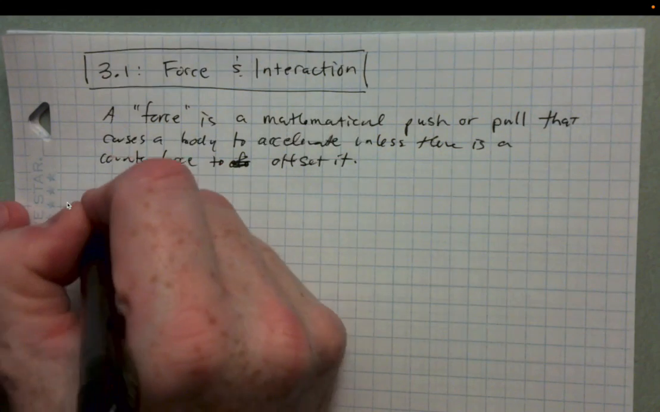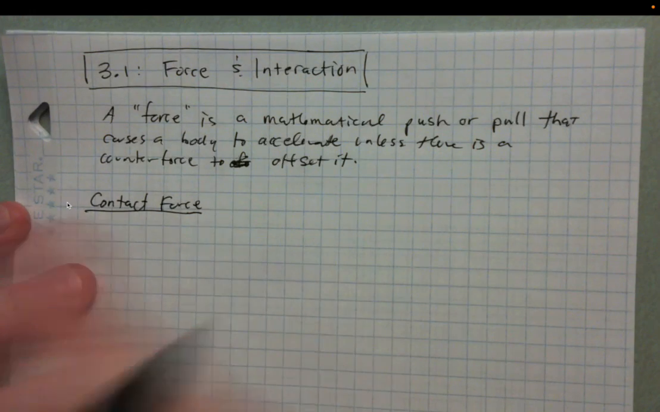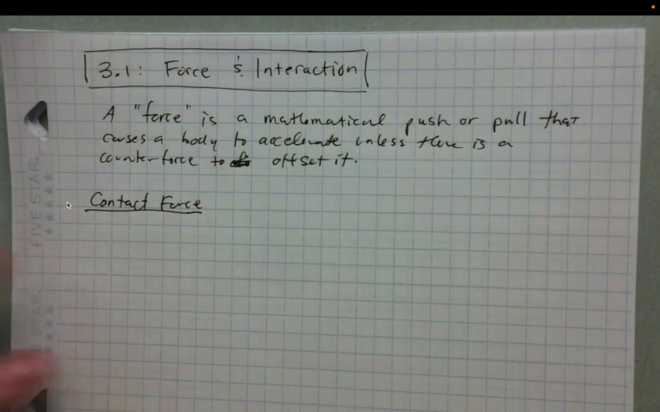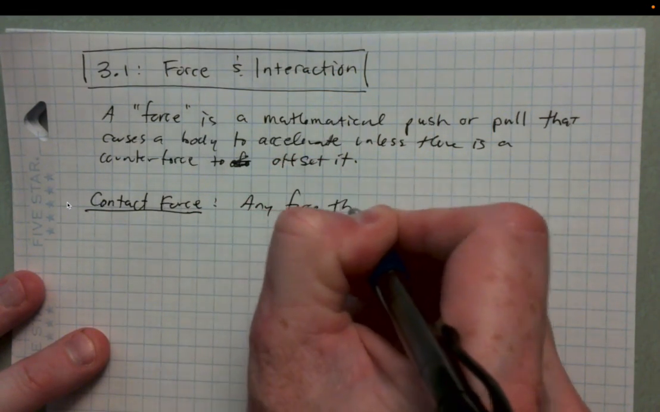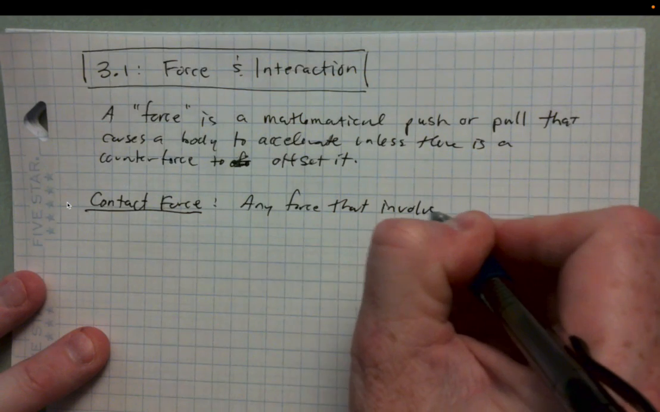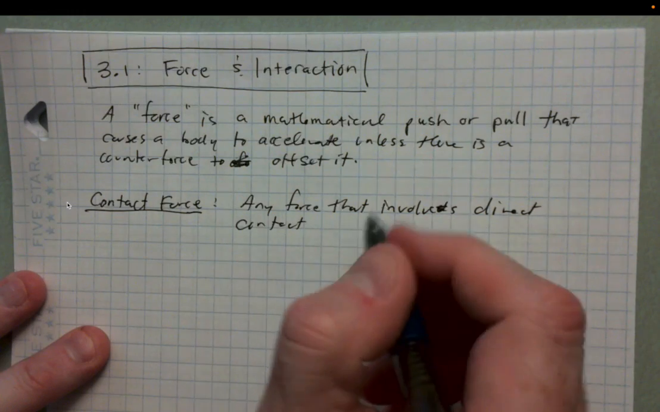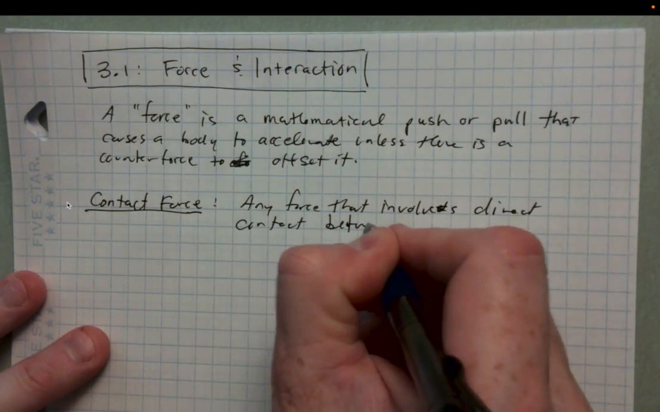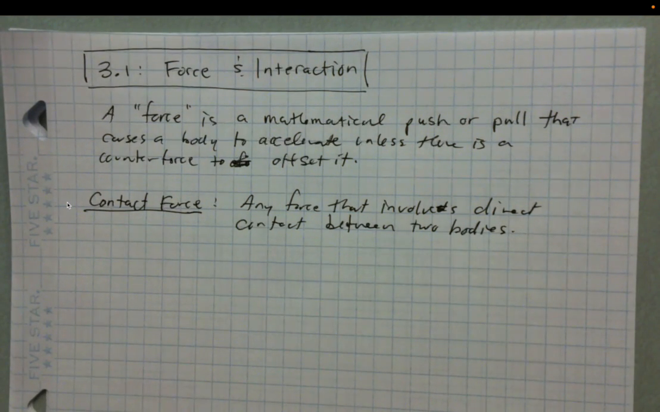The first type is what would be called a contact force. A contact force is any force that involves direct contact between two bodies. So these are the kinds of forces, if I get hit by a car, the force that is imparted into my body is a contact force that comes from the car.